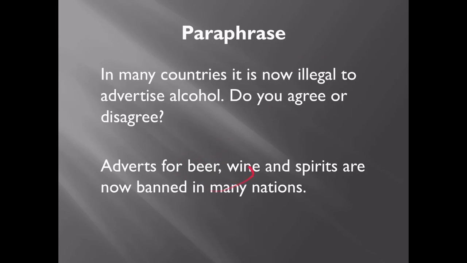So this is our paraphrase. Adverts for beer, wine, and spirits. So instead of alcohol, I have used examples of alcohol. The most common examples, beer, wine, and spirits, are now banned, illegal, banned in many nations. So it means the same thing, and it is grammatically correct, and we have changed enough of the vocabulary. And many, we've copied that word. Copying just one word is not a big deal.